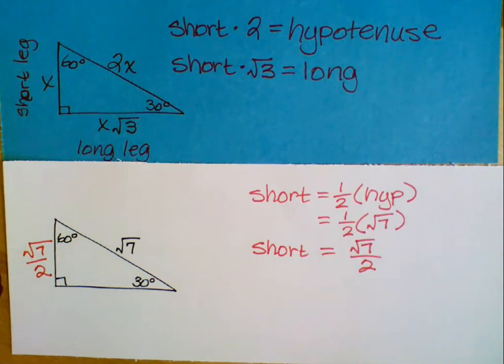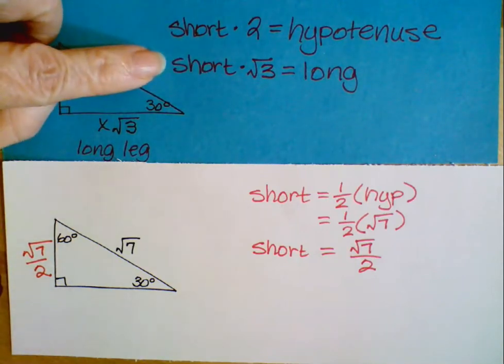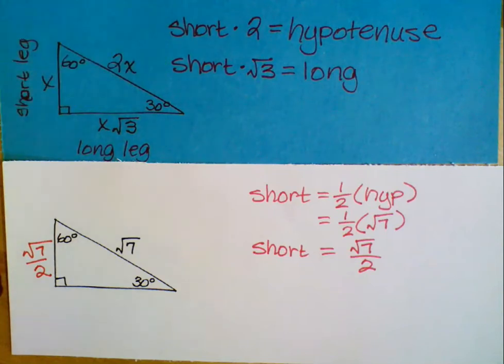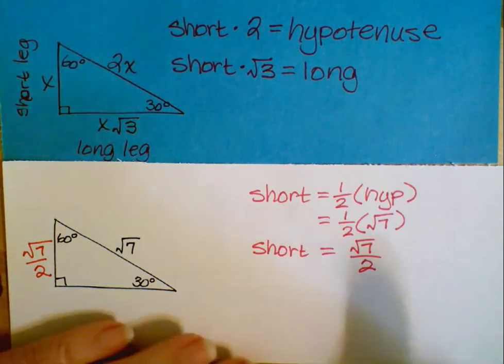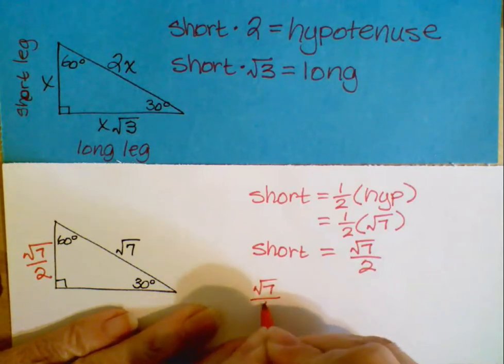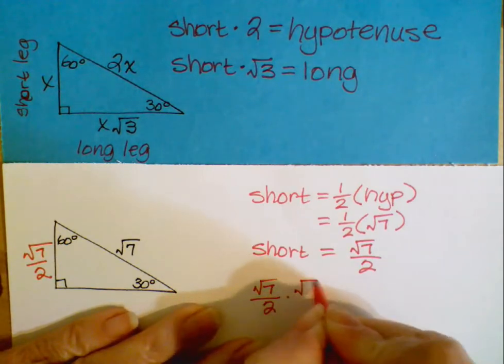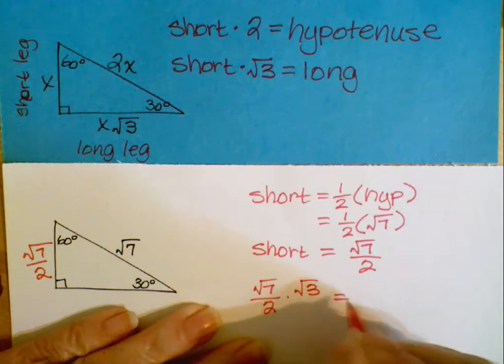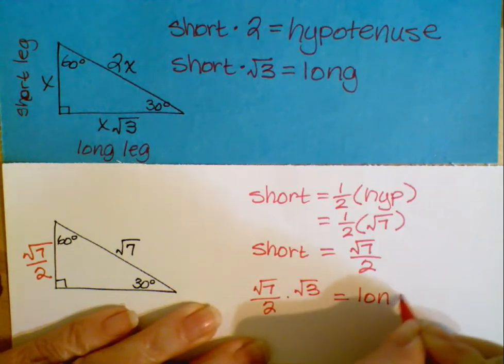Okay, same process as before. Now we're going to take that shorter length, multiply it by the square root of 3, and that's going to produce the length of the longer leg. So the square root of 7 over 2, the shorter leg, times the square root of 3, and that's going to give us the length of the longer leg.